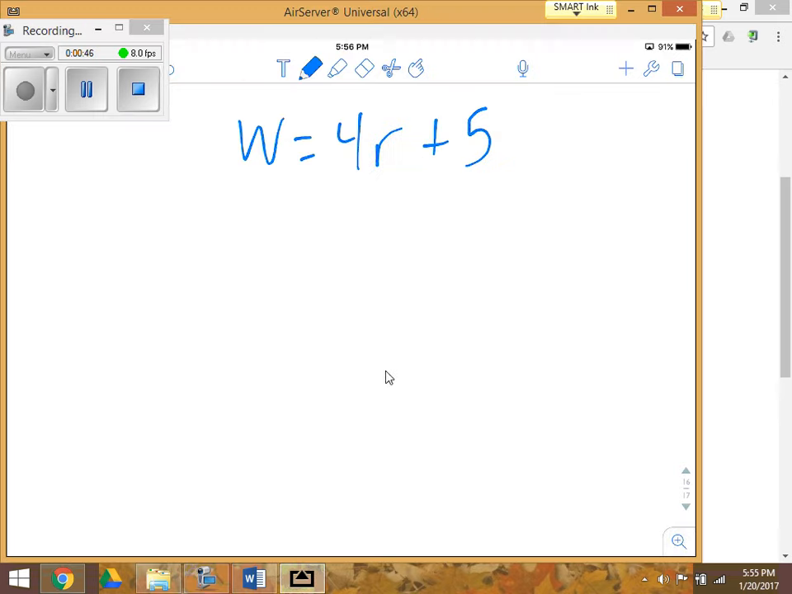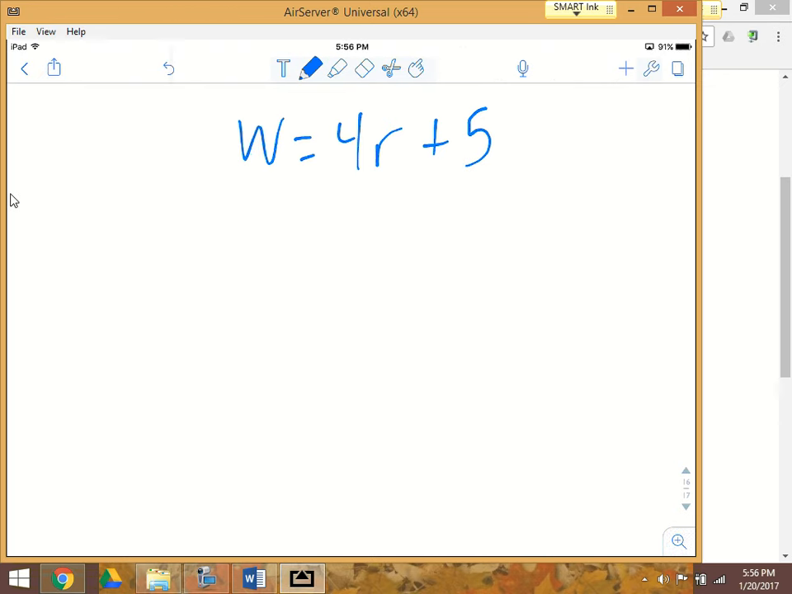Let's make the table. So W equals 4R plus 5. Again, R is our input value, so R goes here. In our t-table, we have W on the right-hand side. This is how we always make our t-table: input on the left, output on the right of the table. It doesn't matter where the letters are in the equation itself, but this is how we make our t-table. All right, so let's just start with 0. 4 times 0 is 0, plus 5 is 5.